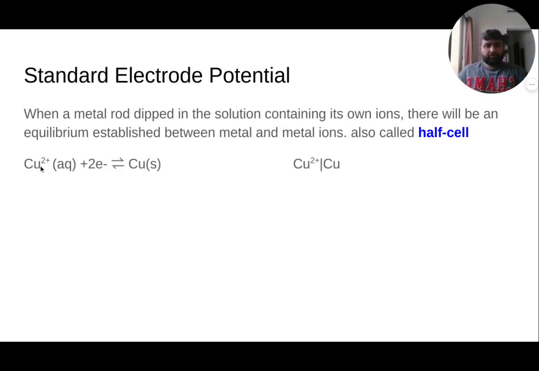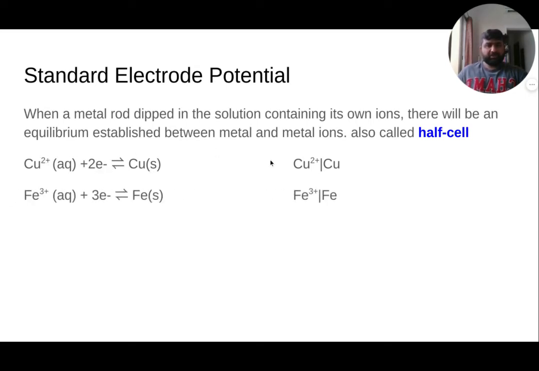So this equilibrium is represented either the short way like this, because copper is dipped in its own solution. This is how we write it down: first the ion, then the rod, the metal, and there is an equilibrium between them. Copper 2 plus gaining 2 electrons. Why gaining 2 electrons? Because the charge is 2 plus. It's dipped in a copper rod. It's always in equilibrium. Got it?